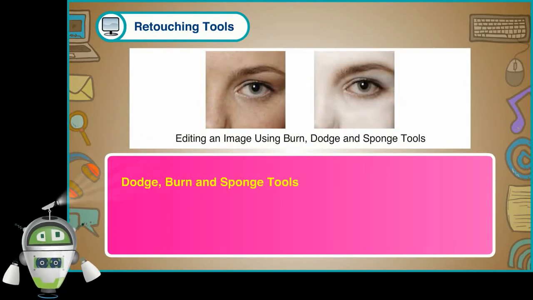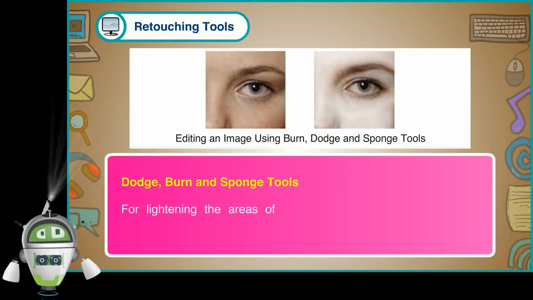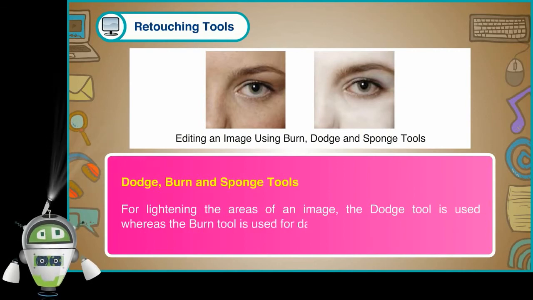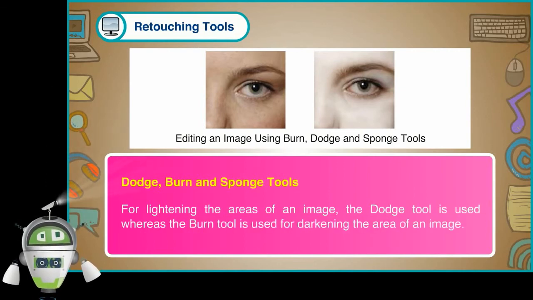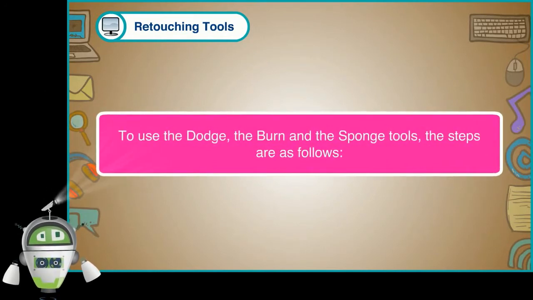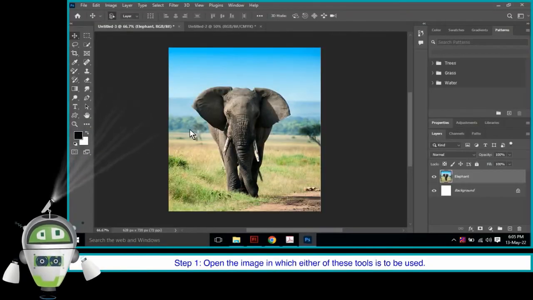Dodge, burn and sponge tools. For lightening the areas of an image, the dodge tool is used, whereas the burn tool is used for darkening the area of an image. To use the dodge, the burn and the sponge tools, the steps are as follows.